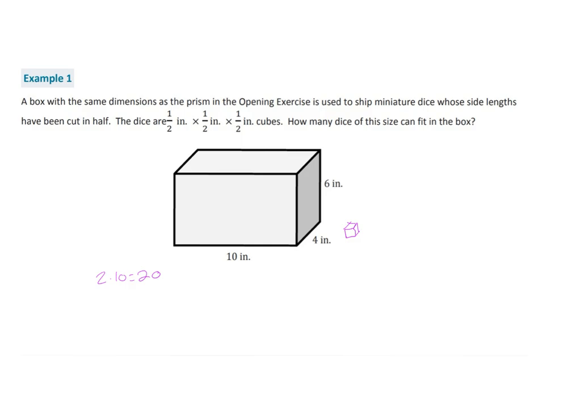In order to fill the bottom length, then 2 times 4 equals 8, which would get us to fill there. And then 2 times 6 equals 12, which would fill here. So we are going to multiply 20 by 8 by 12 in order to figure out how many dice we need to fill the whole box. After multiplying those, we have 1,920. So we would need 1,920 of the 1/2 inch by 1/2 inch by 1/2 inch blocks to fill this box.